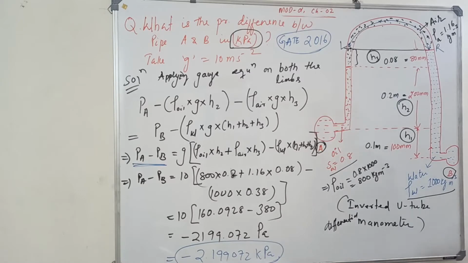What we have done? Pause the video, note it down. First, we wrote the gauge equation. Left hand side pressure equal to right hand side pressure, or the pressure on the left limb equal to pressure on the right limb. Do not forget, the tricky part is to incorporate your air. People normally forget the air here.